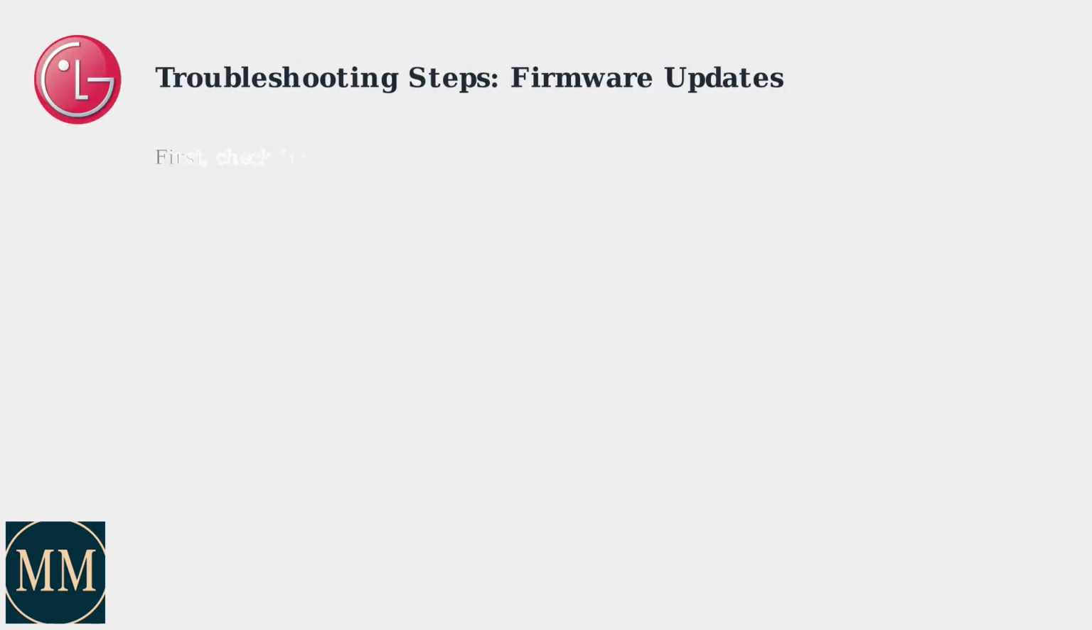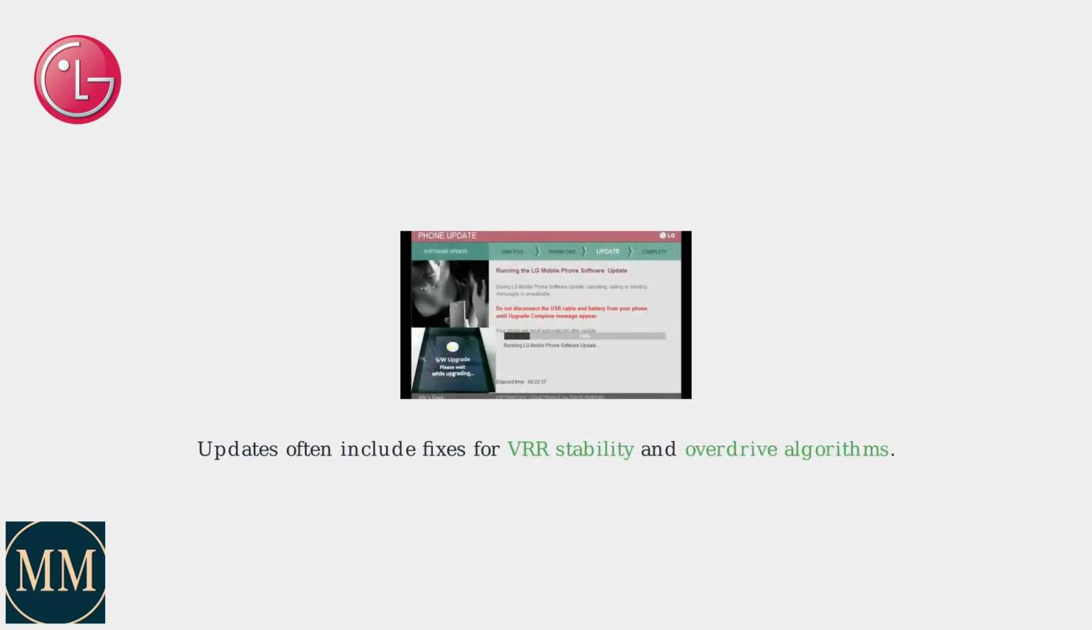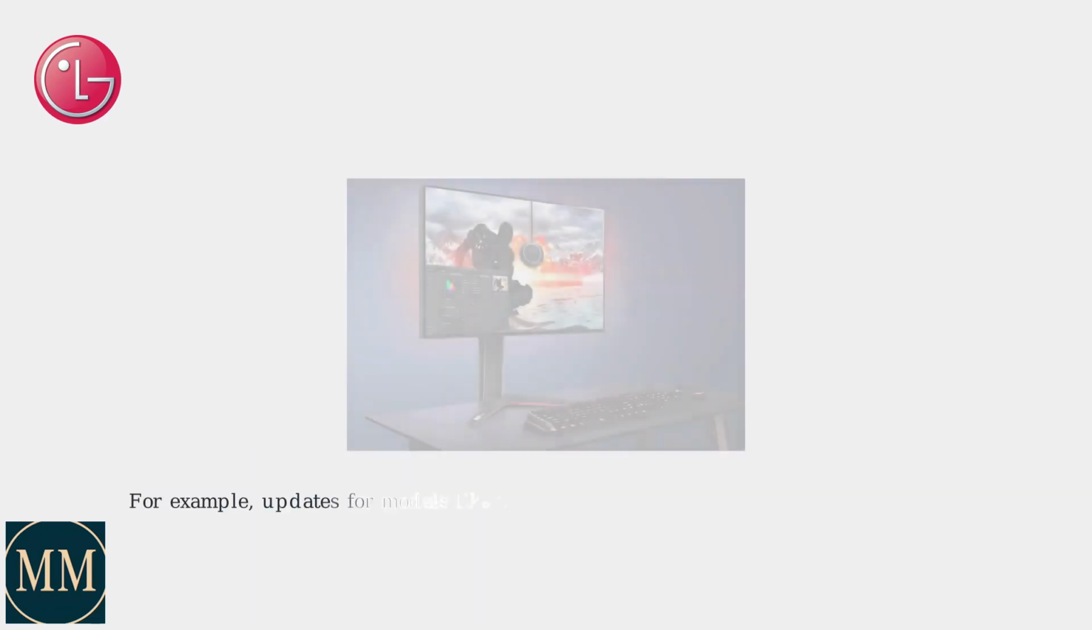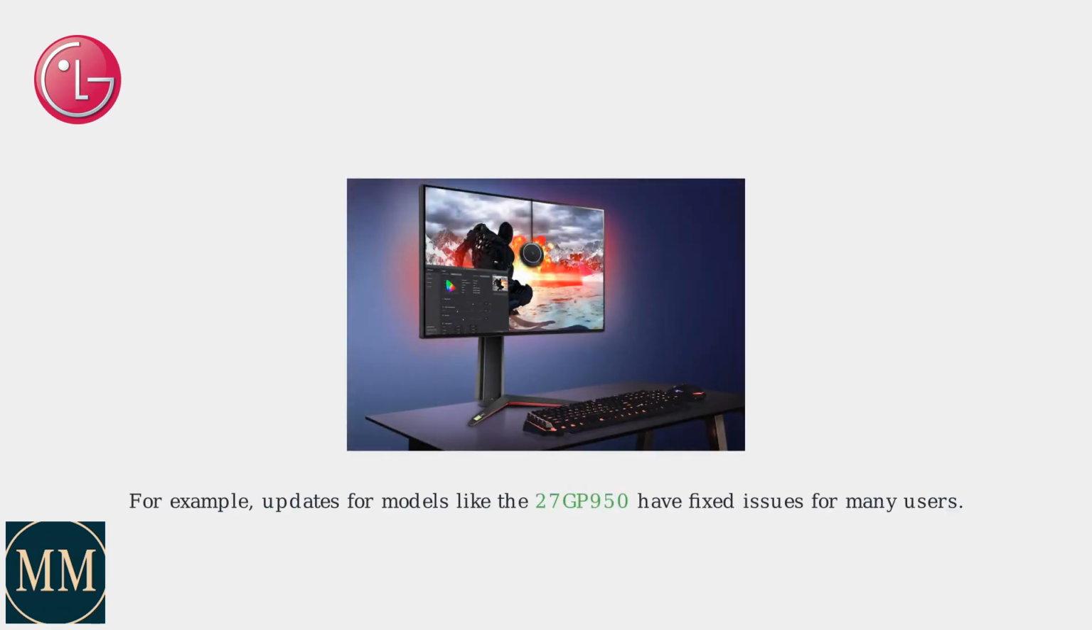Begin troubleshooting LG monitor flickering by checking for firmware updates. Visit LG's website or use their software utility to download the latest updates. These firmware updates frequently address flickering issues by improving variable refresh rate stability and optimizing overdrive algorithms. As an example, firmware updates for popular models, such as the 27GP950, have successfully resolved flickering problems for a significant number of users.